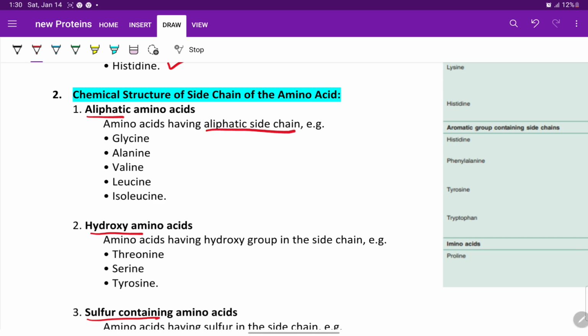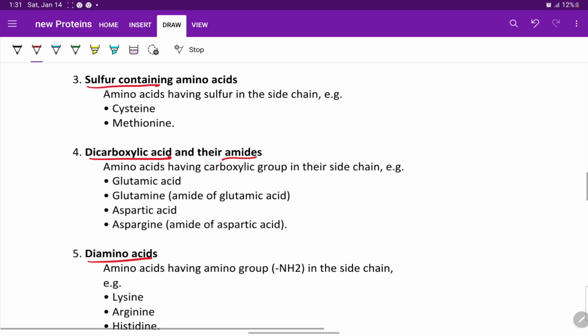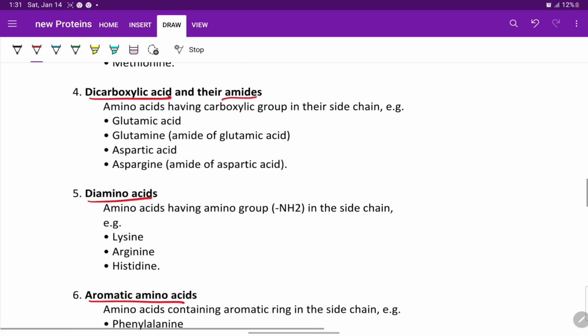Amino acids having an aliphatic chain are arranged in an aliphatic chain-like manner, so these are called aliphatic amino acids. Your examples are glycine, alanine, valine, leucine, isoleucine. Hydroxylic amino acids have a hydroxyl group as a side chain, so they are called hydroxylic amino acids: threonine, serine, tyrosine. Sulfur containing amino acids have sulfur in their side chain, and the examples are cysteine and methionine.